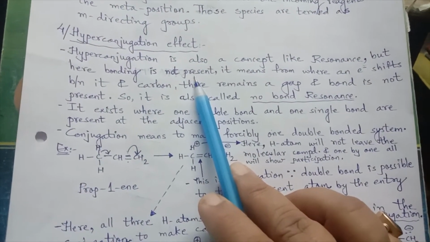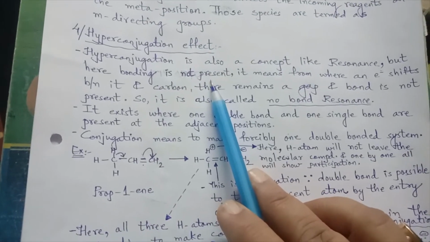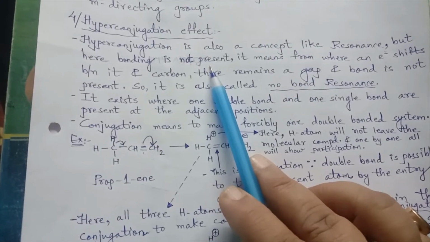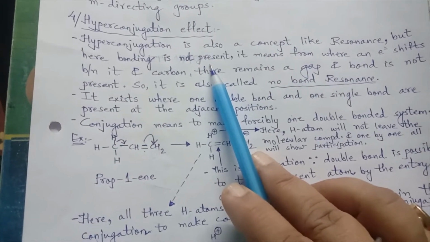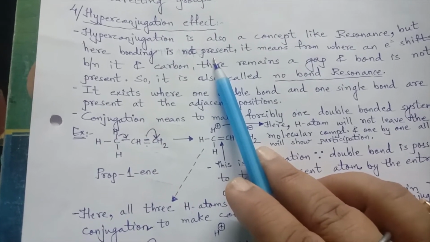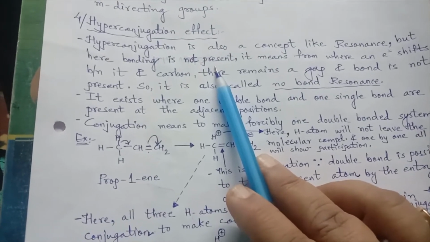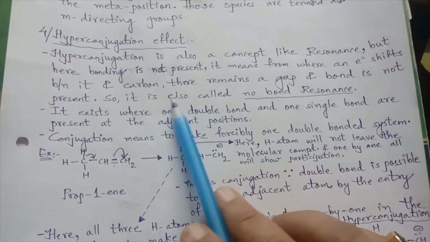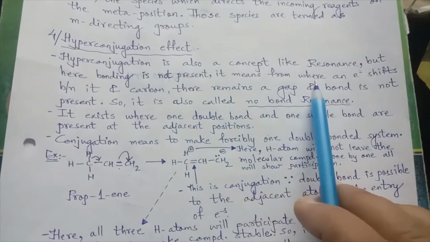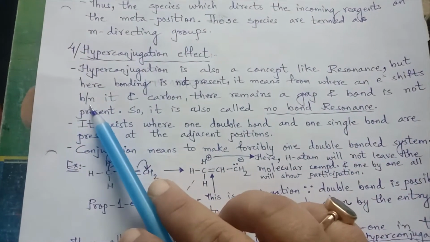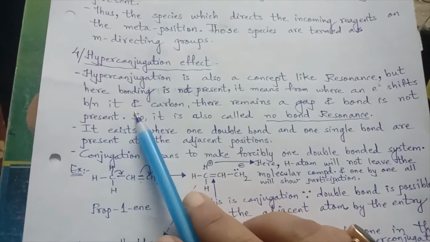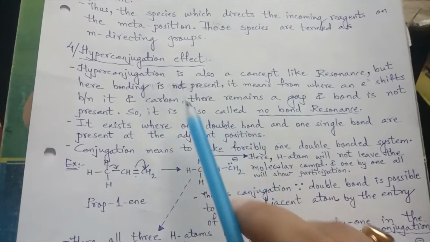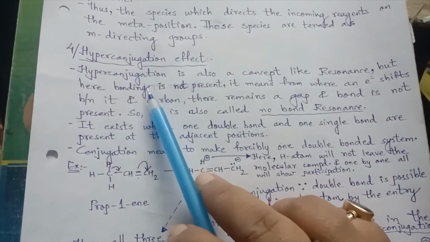In resonance, we have seen the shifting of bond takes place continuously, and that's why we see the intermediates as canonical structures. But in hyperconjugation, resonance takes place, but bonding is not present. It means that from where an electron shifts between it and carbon, there remains a gap. What is given here? Bonding is not present.